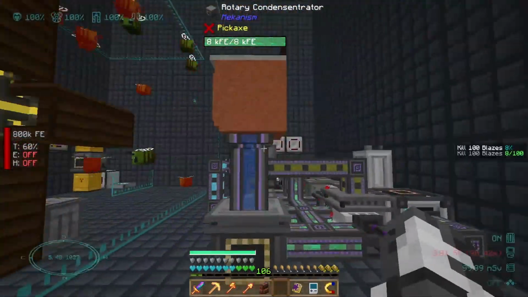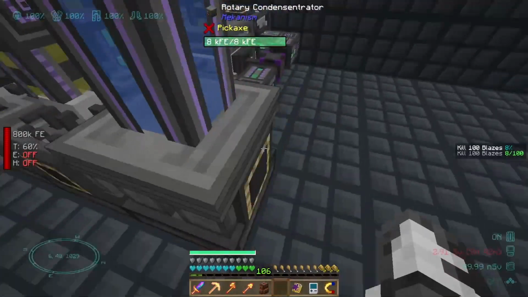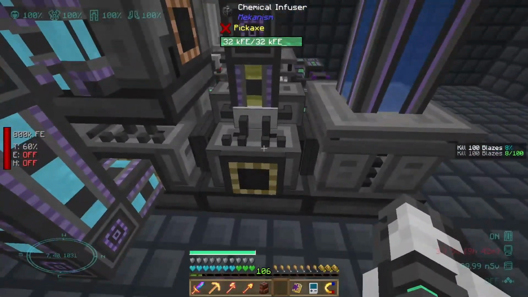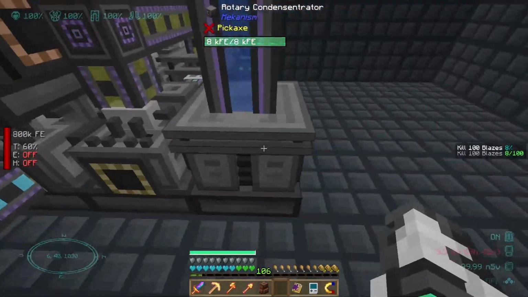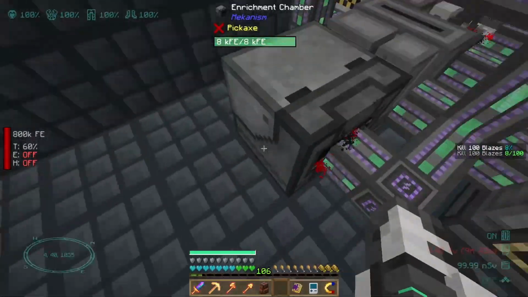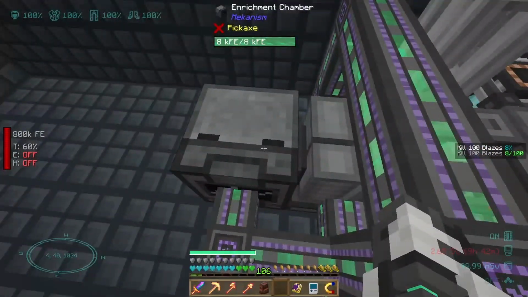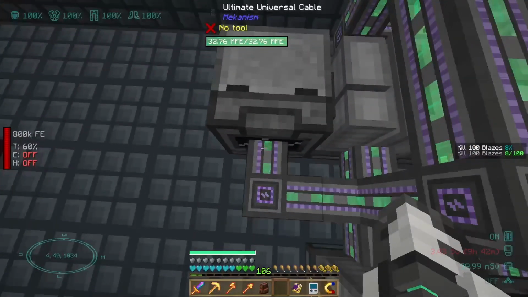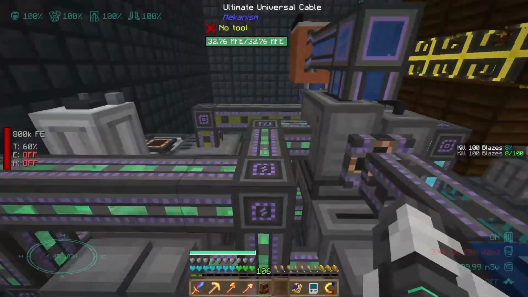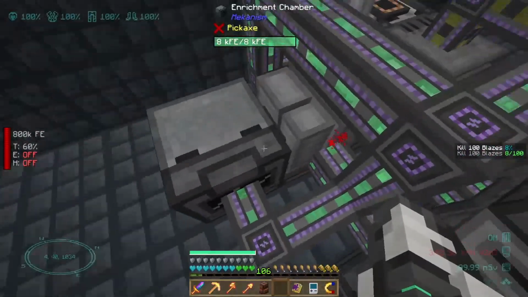The rotary condensator has water input coming into the top and energy from the back, and it's outputting its water vapor into this chemical infuser from the left. Now, the next line. This one is only accepting energy from the front because it happens to be in my line that I set up, and then items from, again, my setup over here.